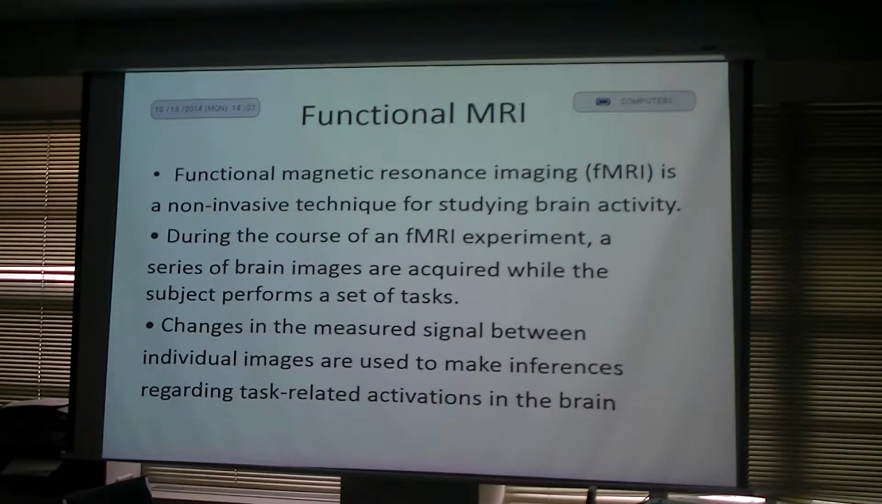So fMRI, or functional MRI, is a non-invasive technique for studying brain activity. During the course of an fMRI experiment, we acquire lots of brain images while the subject is performing a set of tasks, and we look at the change in the measured signal between individual images to infer which part of the brain is active and how it is reacting.